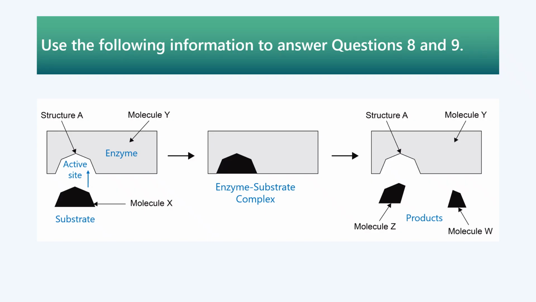Right panel, product release and enzyme recovery. The reaction completes, splitting molecule X into 2 smaller products, molecules Z and W. The products leave the active site, while molecule Y, the enzyme, and structure A, the active site, remain unaltered, free to process another molecule X.